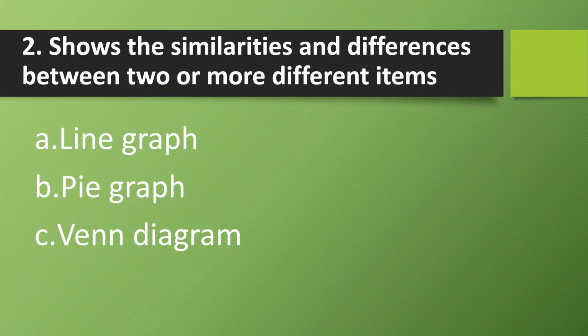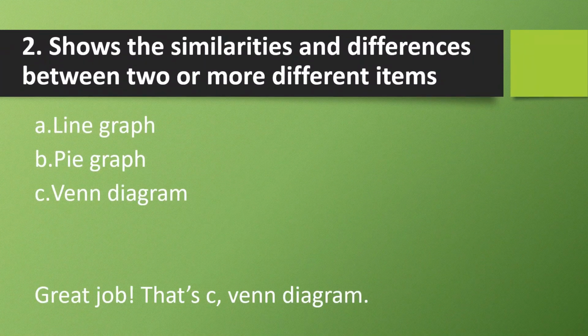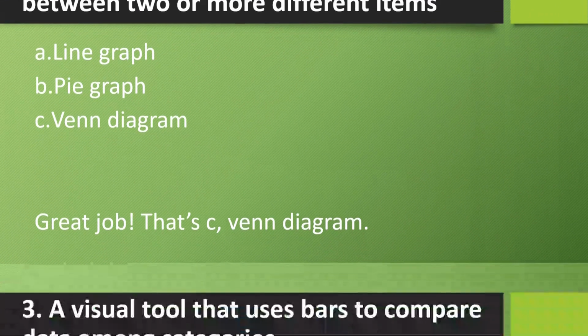Number 2. Shows the similarities and differences between two or more different items. Is it A, line graph, B, pie graph, or C, Venn diagram? How about in number 2? What's your answer? Great job! That's C, Venn diagram.